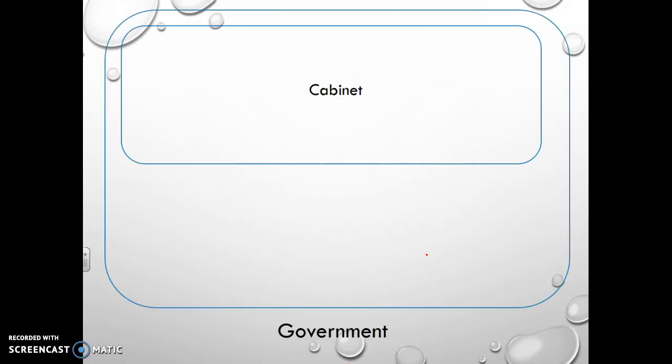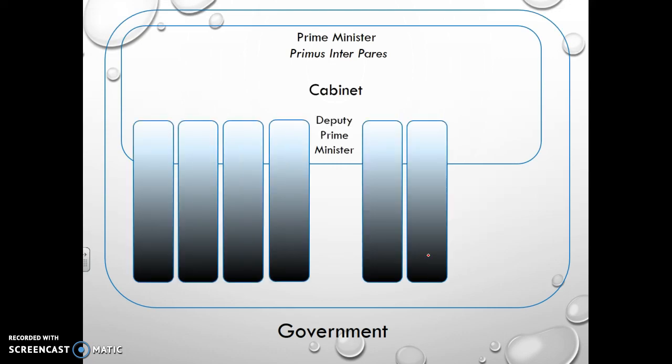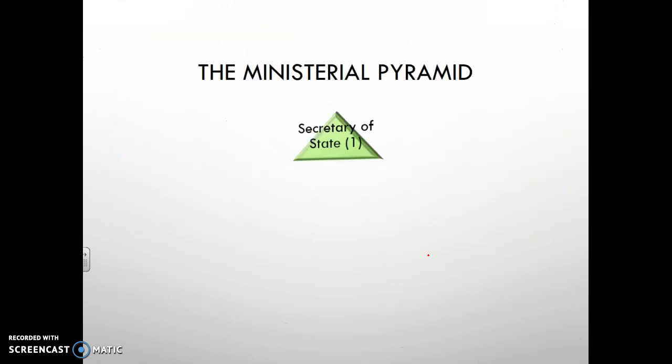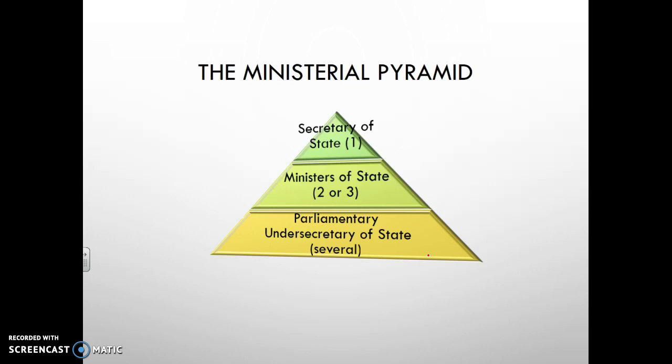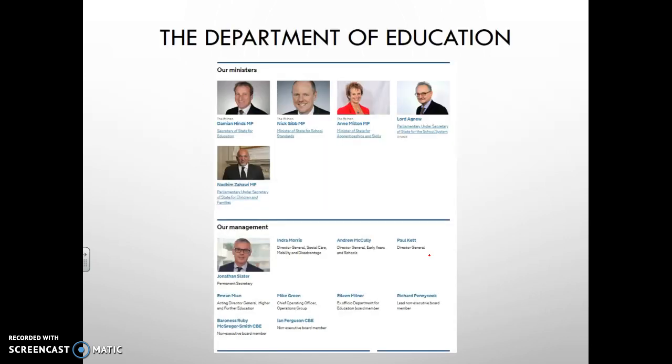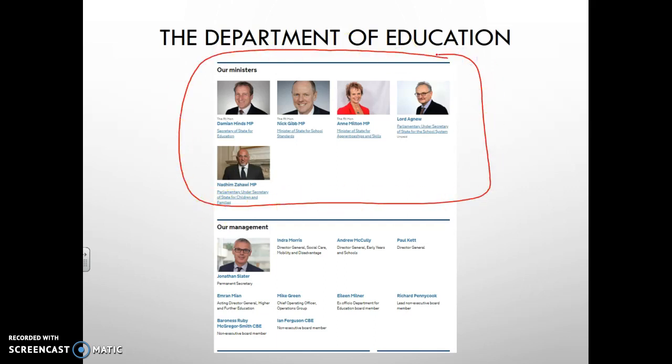Now, each of these ministers supports underneath them a huge office. So you've got your big offices of state here. The minister sits at the top of the pyramid. Underneath him, there are two or three secretaries of state. Then there'll be a few more parliamentary undersecretaries of state. And then there'll be even more parliamentary secretaries, still more. And the key thing here is that all of these guys here, and this is our minister, there are ministers here. So this is education, so a secretary of state there. And then we've got a few ministers of state, and then two undersecretaries of state.